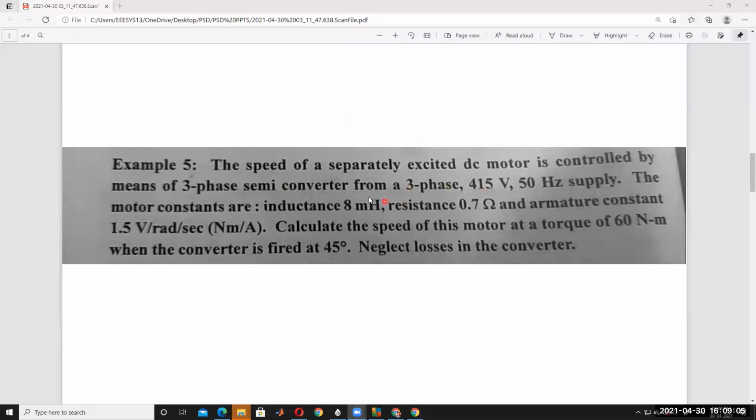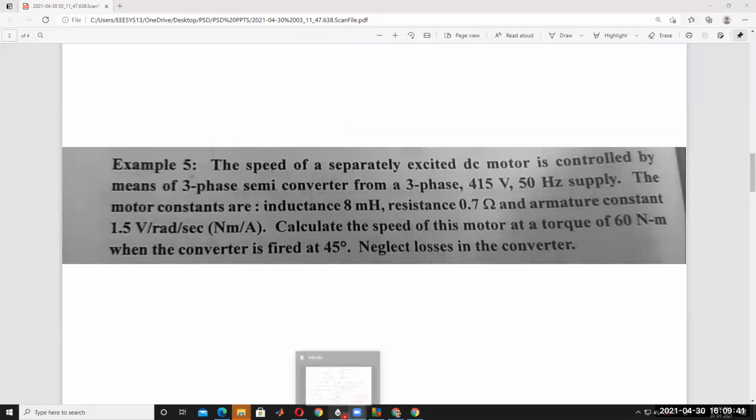A three-phase converter from a three-phase 415 volts 50 Hz supply. The motor constants are: inductance is 8 millihenry, resistance is 0.7 ohms, and the armature constant is 1.5 volts per radians per second, otherwise Newton meters per ampere. Calculate the speed of the motor at a rated torque of 60 Newton meters when the converter is fired at 45 degrees. Neglect the losses in the converter. All of you do this fast.